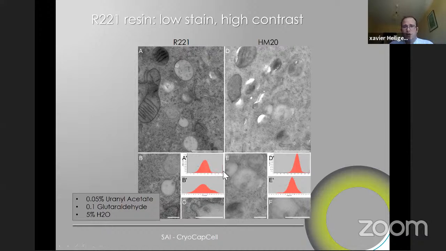If you look at the histogram, for the same number of counts, you would see that the histogram is much more spread here than it is here. In both cases, we have the same number of counts, so the same surface. So this illustrates the fact that the resin gives us a higher contrast than the HM20 with the exact same, very low concentration of uranyl acetate. And this cocktail here has been used among many, many labs in the world, including Claudio before, because it preserves the fluorescence in the resin block.